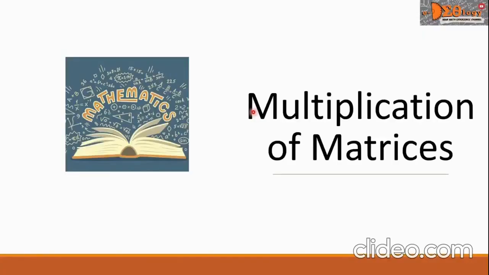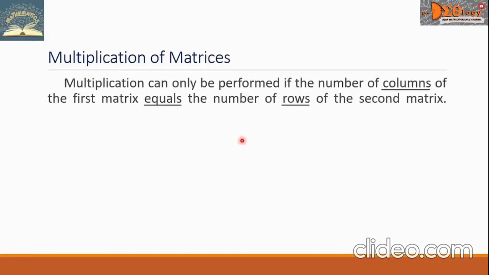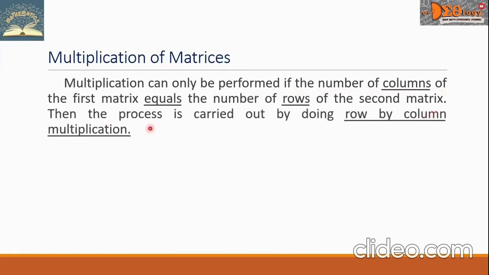Today, we're going to study multiplication of matrices. Multiplication can only be performed if the number of columns of the first matrix equals the number of rows of the second matrix. Then the process is carried out by doing row by column multiplication.